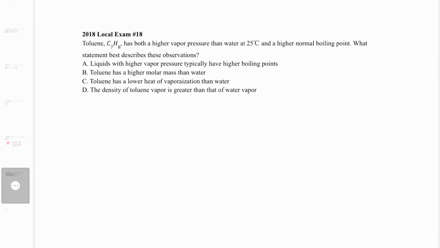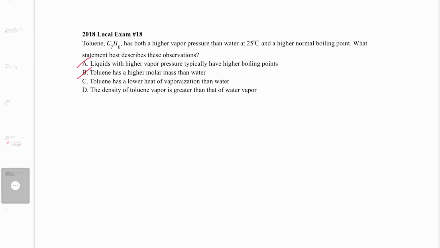That's usually not true. If a liquid has a higher vapor pressure, then it's going to be easier for that liquid to reach a vapor pressure that's equal to atmospheric pressure. When the vapor pressure of a liquid is equal to the atmospheric pressure, that's when you've reached the boiling point. So if your vapor pressure is naturally high, it usually requires less energy for you to reach your boiling point. B, toluene has a higher molar mass than water. That's not really going to affect much.